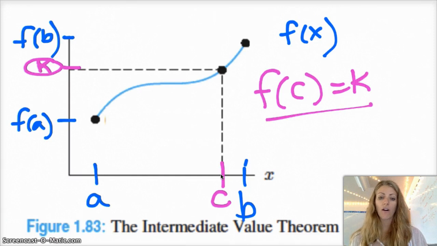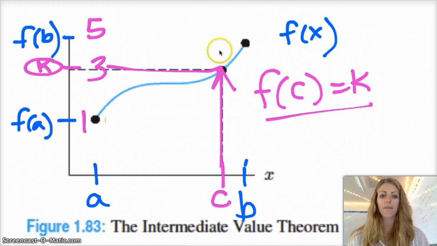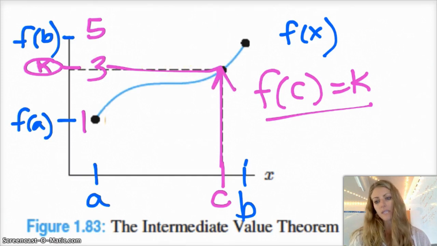Okay? Basically, all that means is if this number is 1 and this number is 5, there's a number between 1 and 5, like 3 or 4, for example, let's call it 3, there has to be some value of x that corresponds to that to get me 3 as a y value. And that's all the intermediate value theorem says.